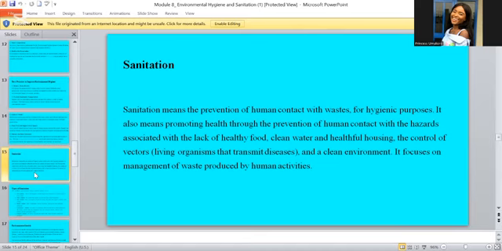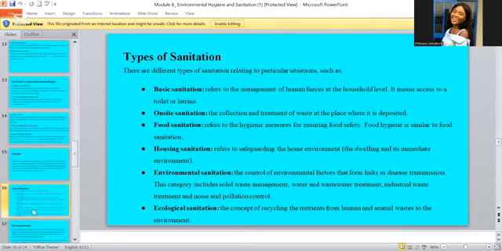Sanitation means the prevention of human contact with waste for hygienic purposes. It also means promoting health through the prevention of human contact with hazards associated with the lack of healthy food, clean water, and healthful housing, the control of vectors, and a clean environment. It focuses on the management of waste produced by human activity.